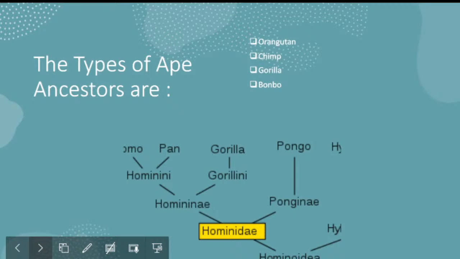Now, the types of ape ancestors are the orangutan, the chimp, the gorilla, and the bonobo. Hominid means ape ancestors. For Homo sapien, it's a human.